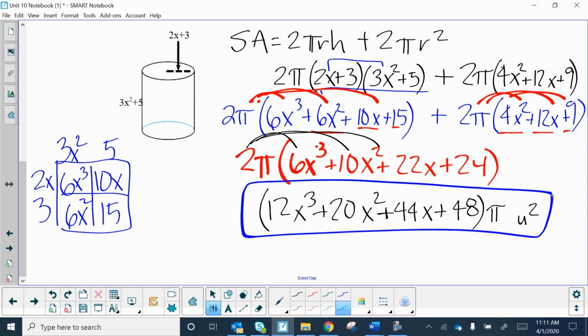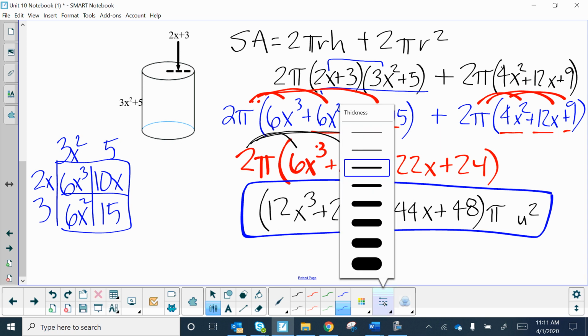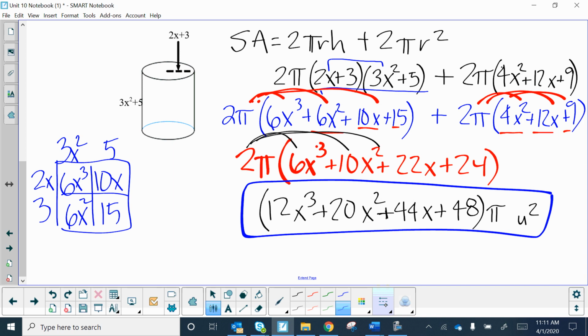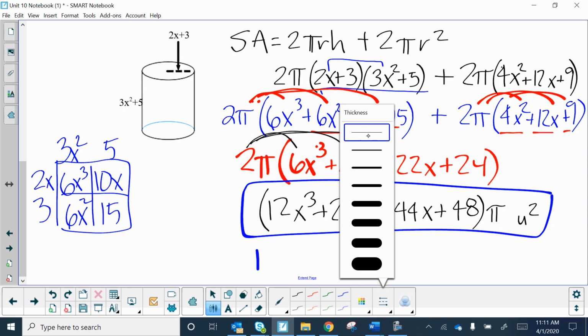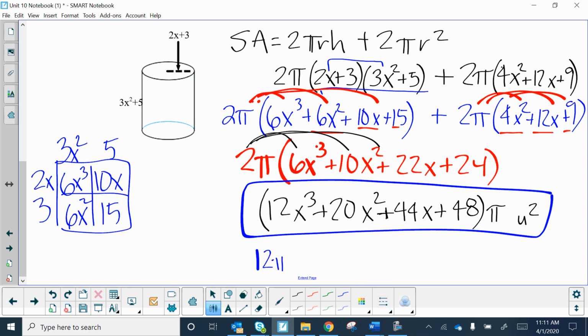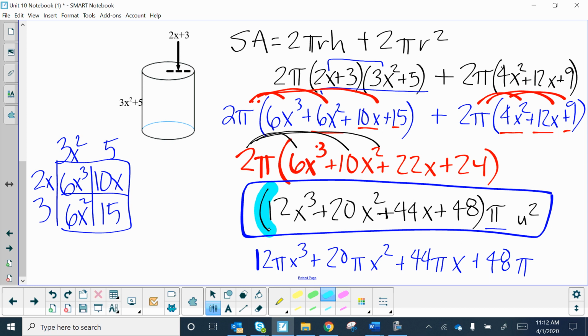If you wanted to distribute the pi, this is how your answer would look. You would just have pi on every term. You would have 12 pi x cubed plus 20 pi x squared plus 44 pi x plus 48 pi. Do you see how that's the same thing? Most kids like to leave the pi out in front like that, but you have to make sure you include the parentheses. So those are very important. So I'm going to highlight those 2 parentheses. You must include that.